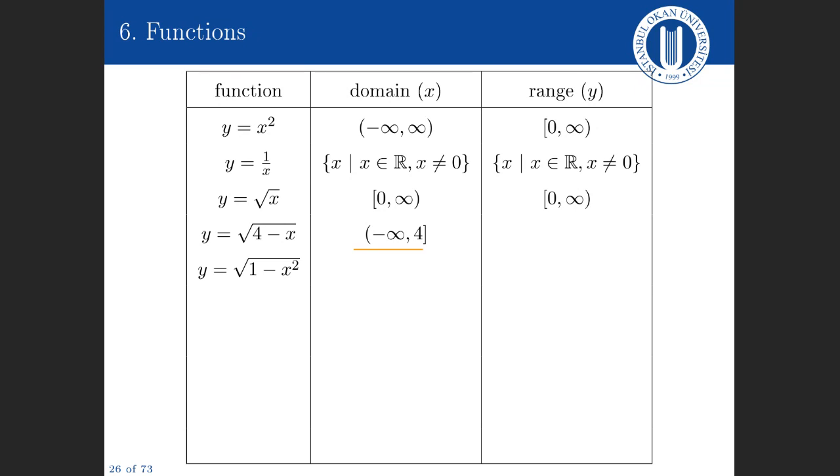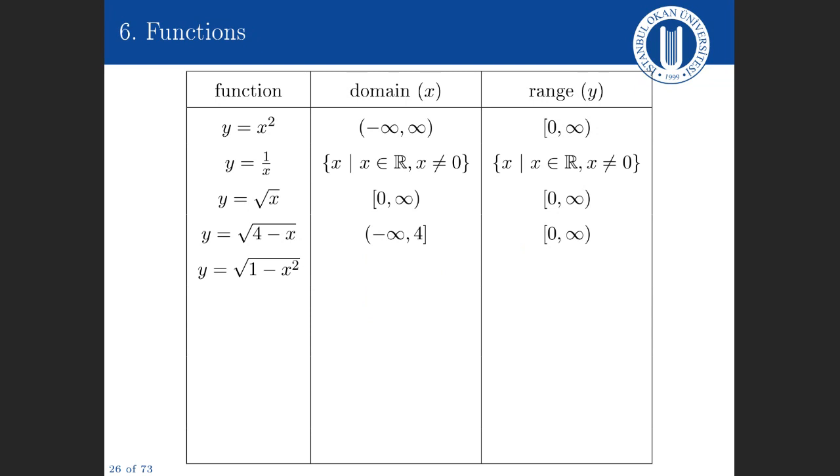What values of y could we have? Let's take the end. If we take 4, say, we get square root of 4 minus 4, or square root of 0, which is 0. What about if, say, we take the other end? What if, say, we take minus infinity? Then it's 4 minus minus infinity, or 4 plus infinity, infinity. Square root of infinity is infinity. We could have all of the numbers between 0 and infinity.